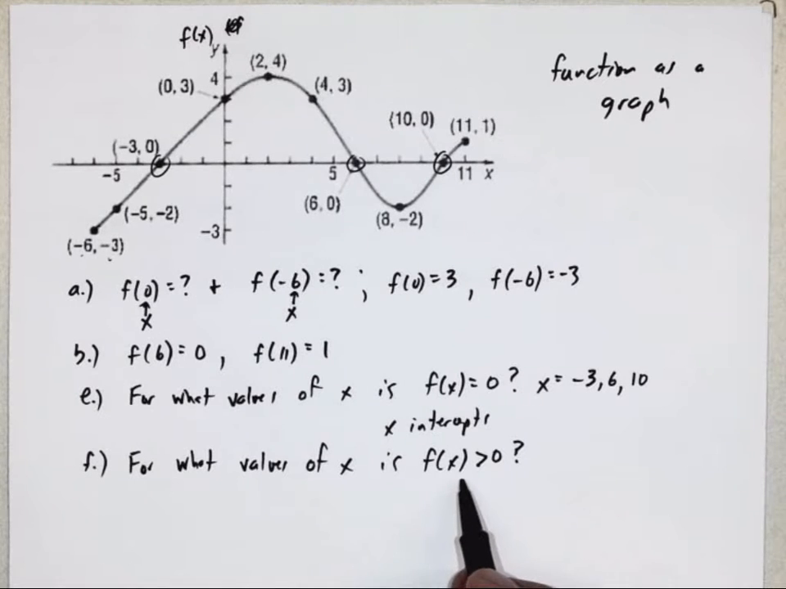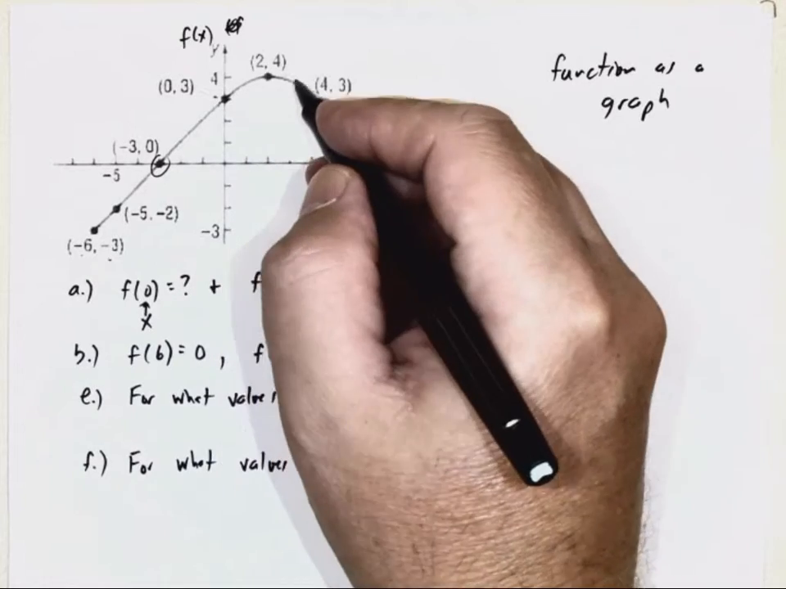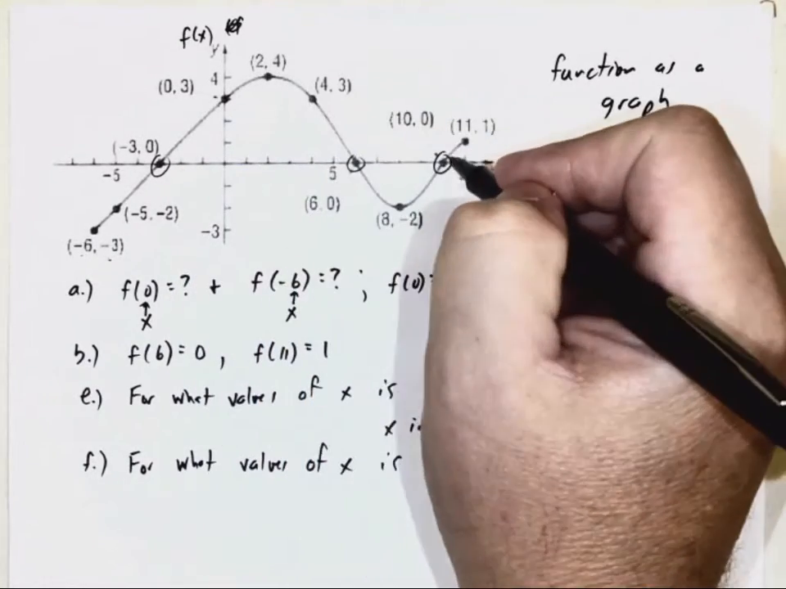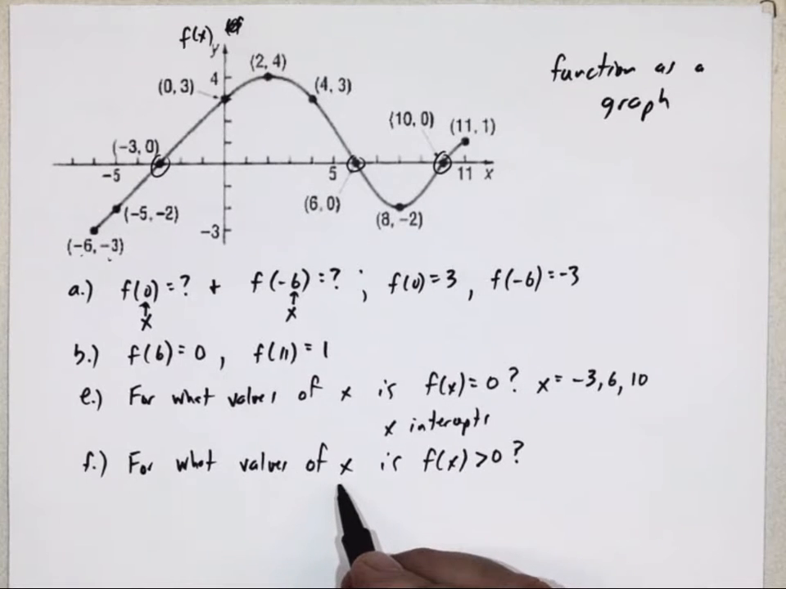So what they're asking is, basically where's the function positive? Well, there's two parts. There's this big hump or hill, it's positive, and the little tail. There are actually two parts where the function is positive. And what they're asking is, what are the values of x when the function is positive?